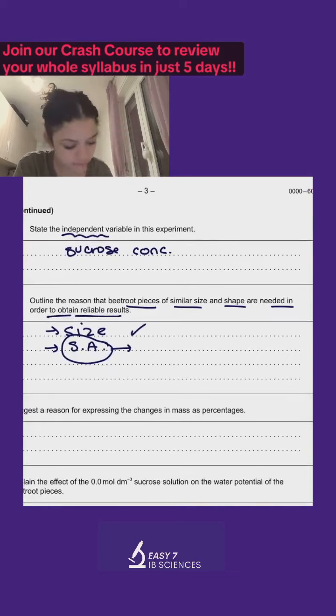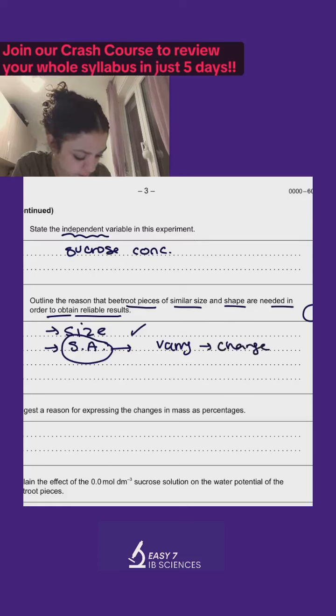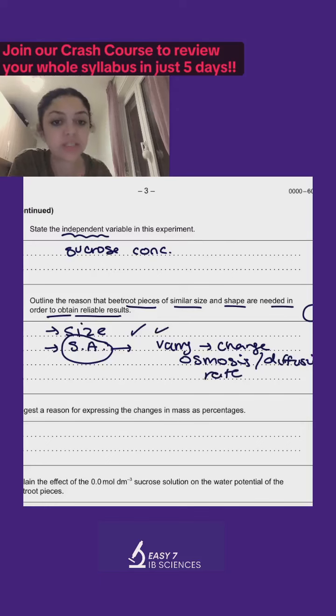But to get the second mark, you have to explain why it's affected. So if you just said size or surface area, you would only get 1 mark. So you must say surface area would vary or change, whatever you'd like to say, osmosis, or someone said diffusion rate. And so 1 mark is stating the variable, and the second mark would be explaining the variable. So that variable needs to be controlled.